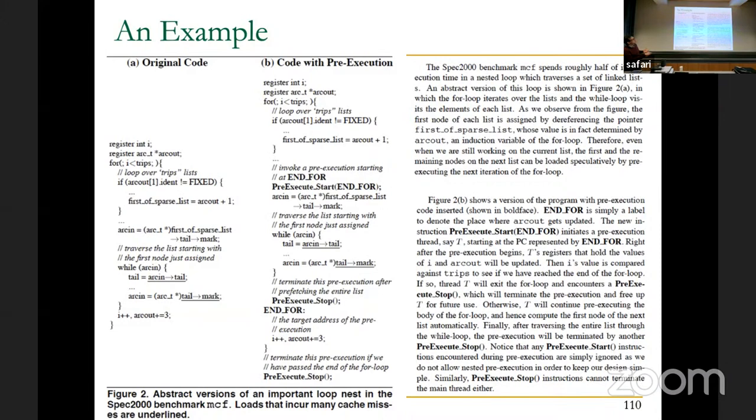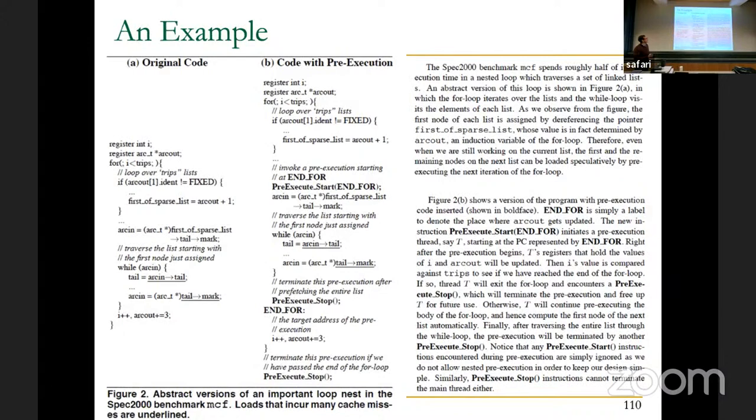Before you get to this linked list traversal, you're actually going through multiple linked lists. So this is one linked list traversal, and then you increment it, you do another linked list traversal, and then you increment the thing, you do another linked list traversal. So there are multiple linked list traversals going over trips list. This program is actually a vehicle scheduling program, MCF. It's a famous program that has very high memory demands, let's say. So you can parallelize these multiple linked list traversals.